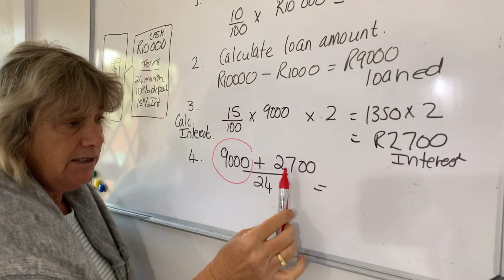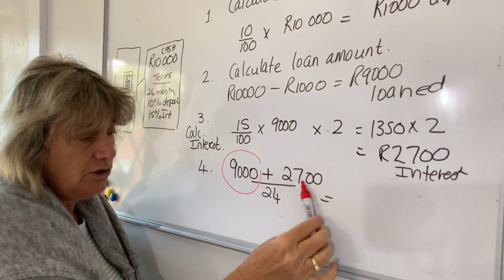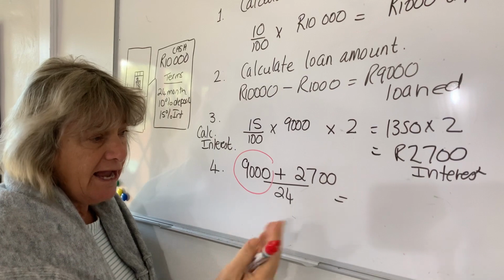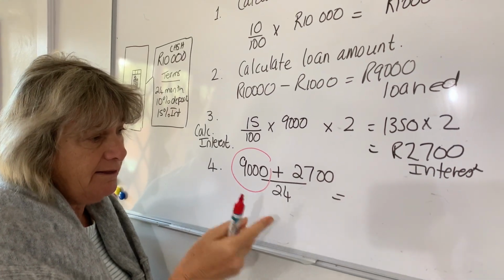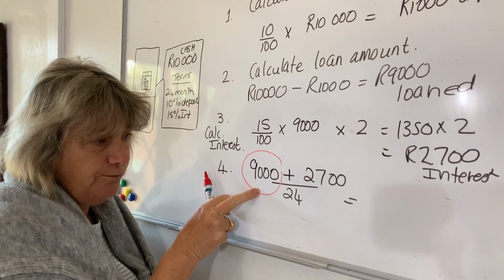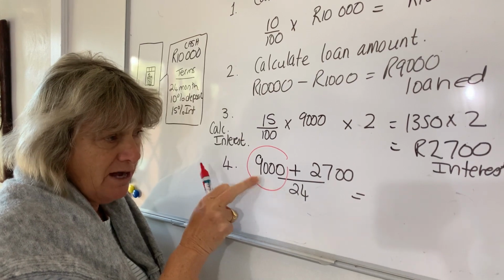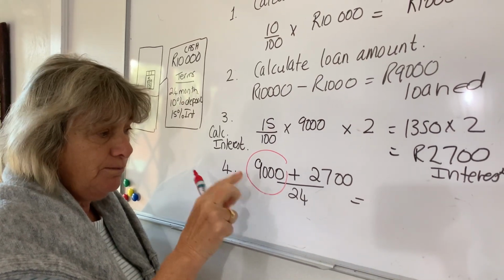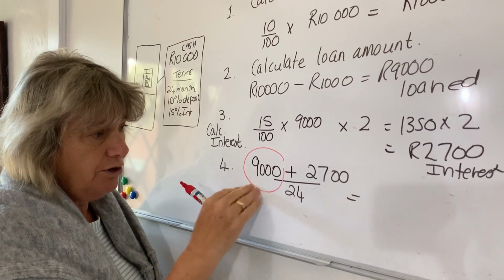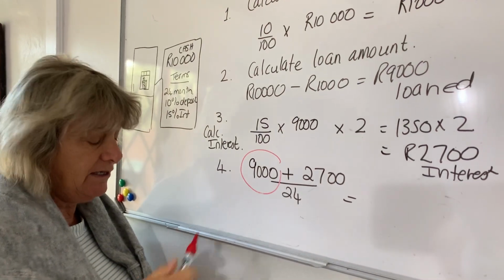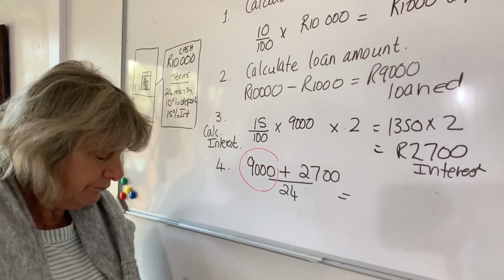A lot of kids forget and they just take the interest and divide by 24, and you're just paying a few hundred Rand a month, and of course you're not actually paying for your fridge. You're not paying the amount that you haven't yet paid. So please remember to take your loan amount, add it to your interest, and then divide by 24.